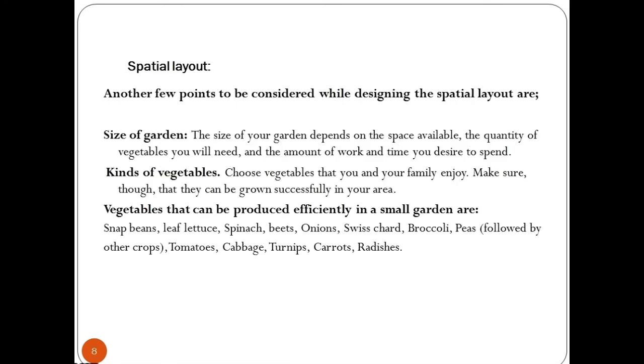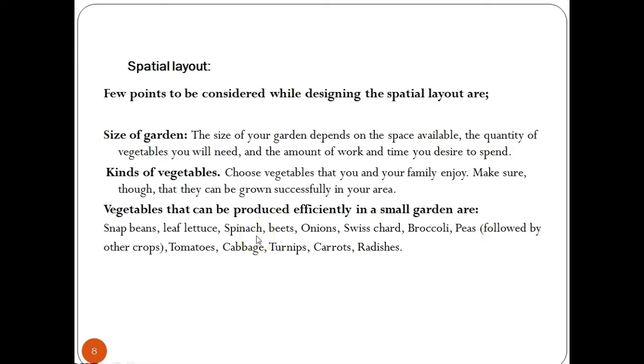Another important point to be considered before starting planting is spatial layout. Spatial layout is defined as a space arrangement or plan for vegetable fields. After choosing a garden site, the next step is to plan the arrangement of crops in the garden. First, consider the size of the garden and kind of vegetables, then sketch a map of your garden area showing the location of each vegetable, the spacing between the rows, and approximate dates for each planting.